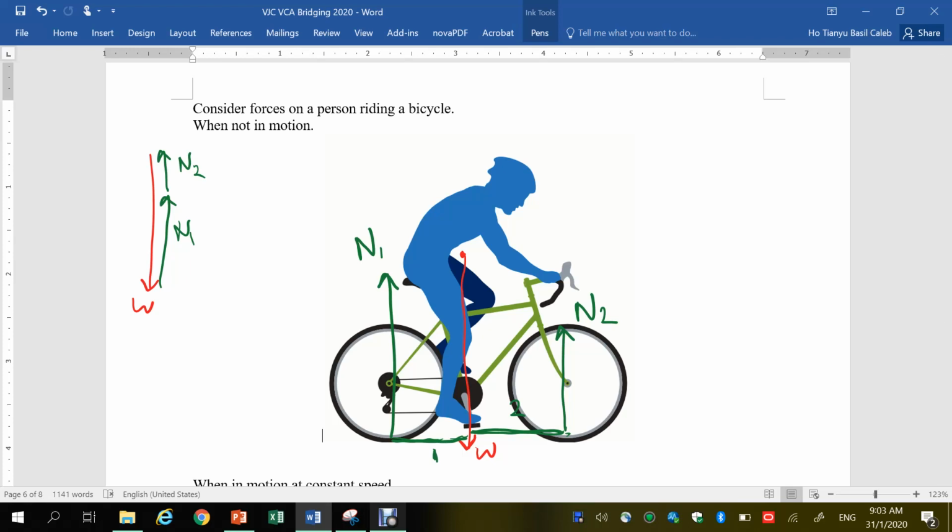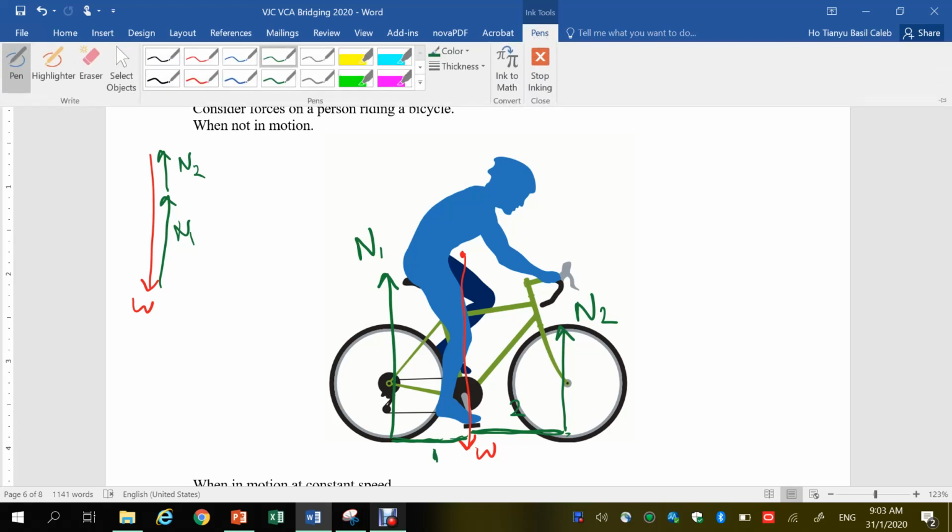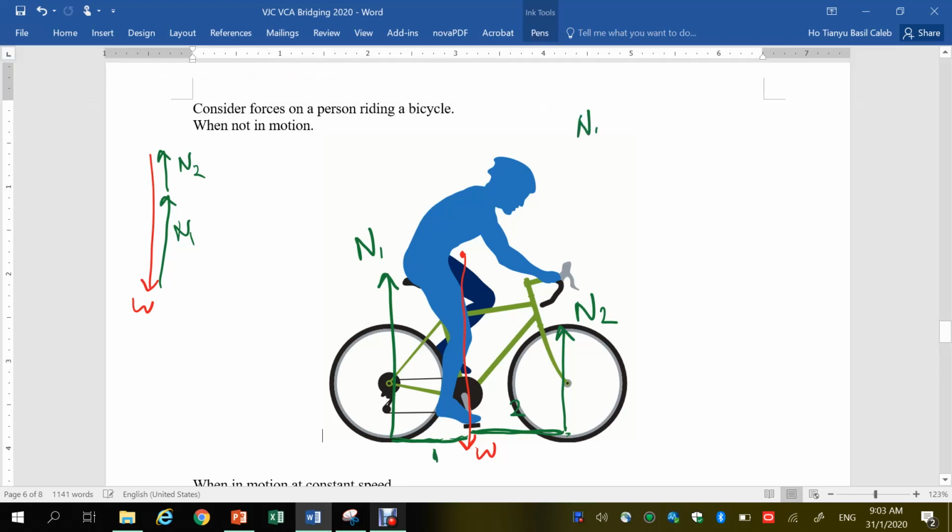Well, consider taking moments about the center of gravity, right? N1 times 1 must be equal to N2 times 2, which means that the value of N1 is twice the value of N2, which is why I draw N1 roughly twice as long as N2. Okay, so this is a simpler case.